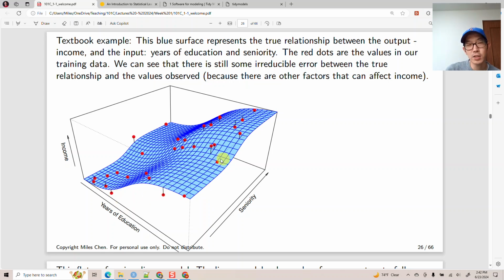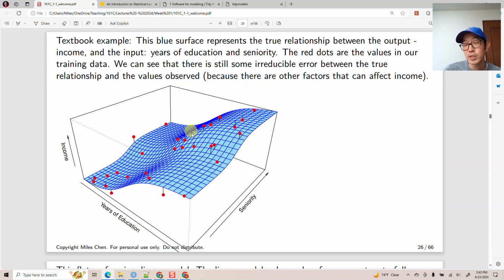And so the idea here is this blue surface represents the true relationship between years of education, seniority, and income. And so we see if you have few years of education and low seniority, you'll have lower income. More seniority and more education, you'll have higher income. And there's some kind of relationship. It's not a flat relationship, but there's some curvature to it.